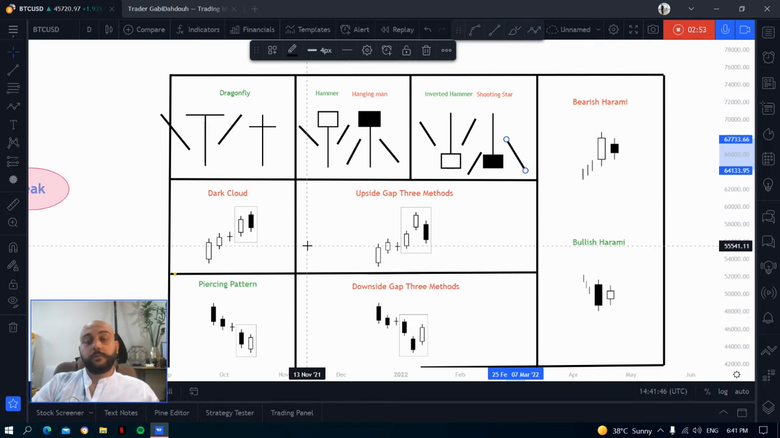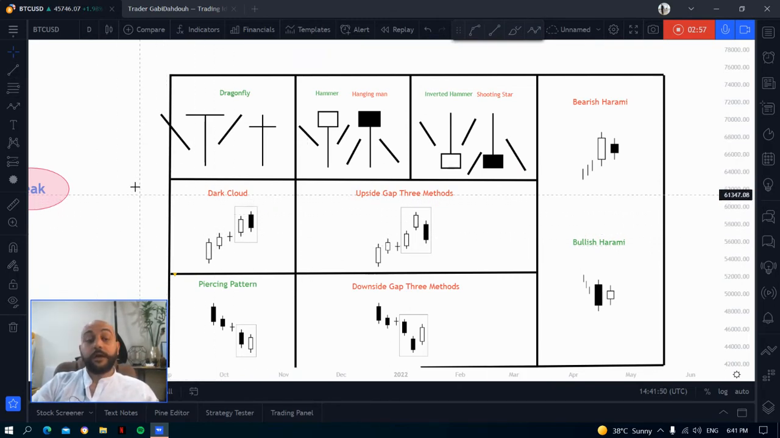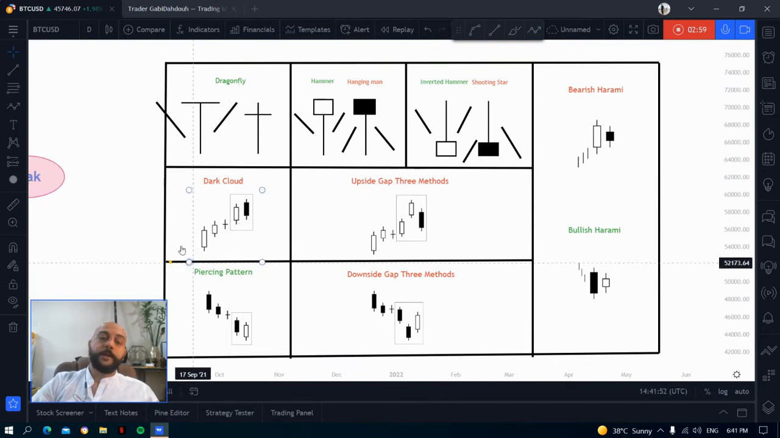Now, let's move into the more complicated ones. So the first one is called a dark cloud pattern. Okay, so we have an uptrend. The trend is going up. Then we see a big white candle or green candle. You've got to understand: white means green, black means red. White means bullish, black means bearish. So the market is going up.